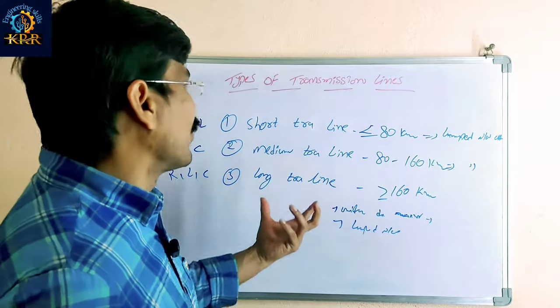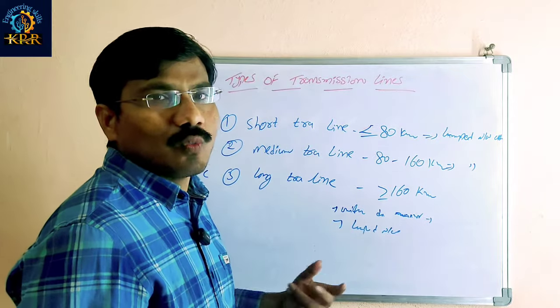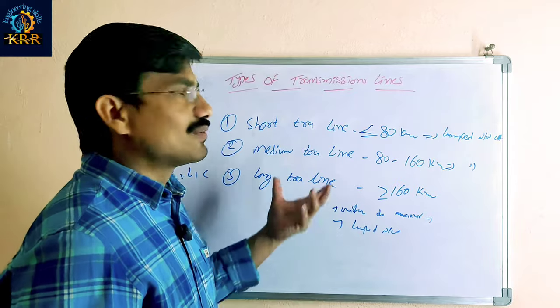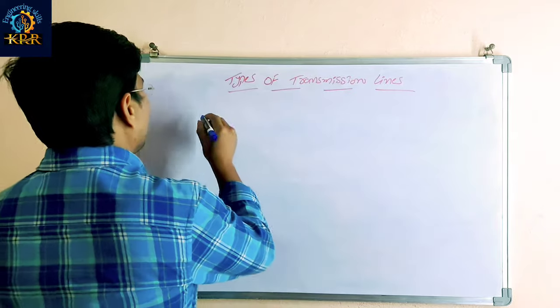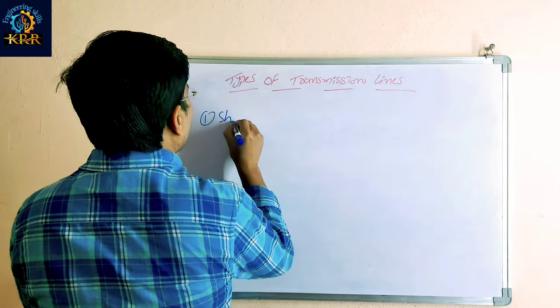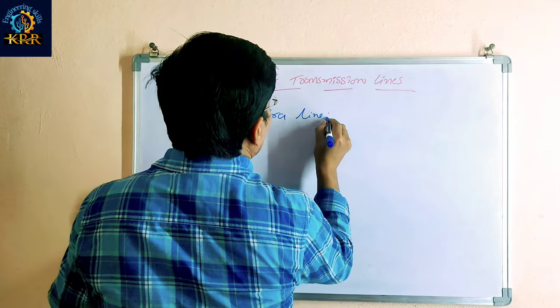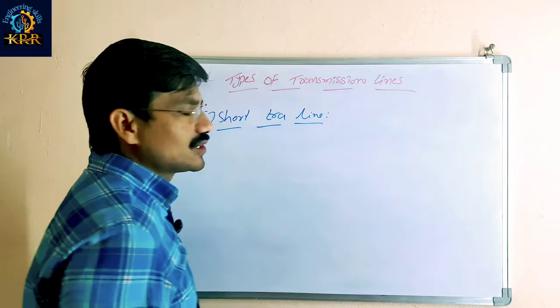Next, we go one by one. Short transmission line, what will happen? Medium transmission line, what will happen? Long transmission line, how to calculate? One by one we are going. First one is the short transmission line. First, we go for the short transmission line.